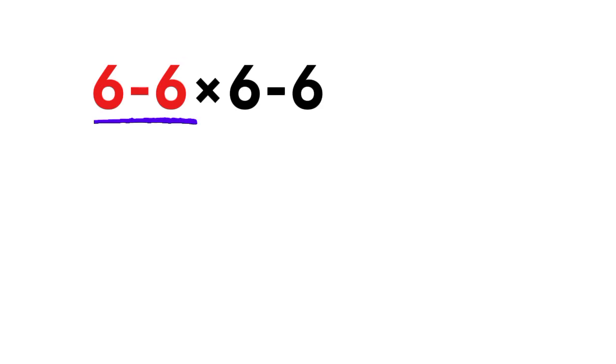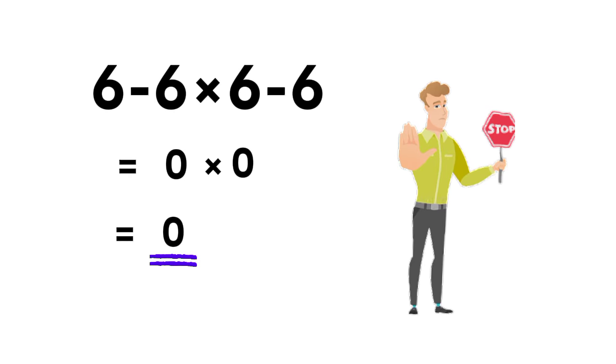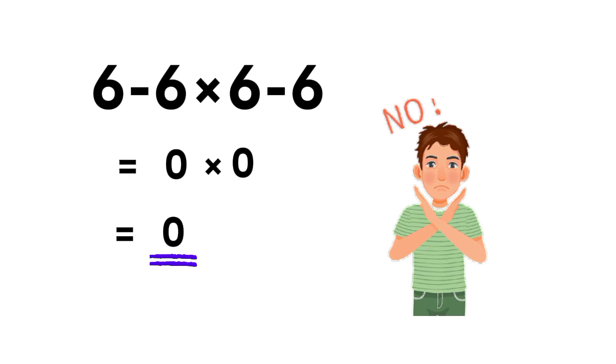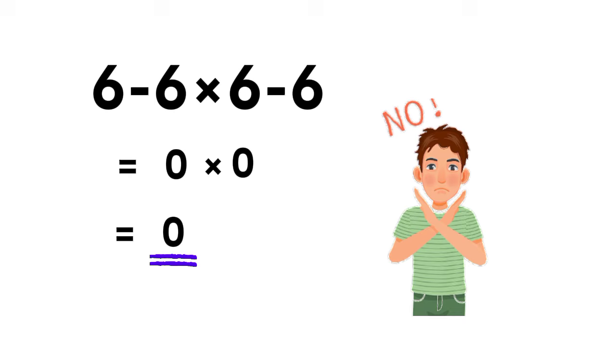6 minus 6 gives us 0. And 6 minus 6 again is 0. And 0 times 0 gives us just 0. But hold on. Oh wow, this answer is not correct. And this is where so many people slip without even realizing it.